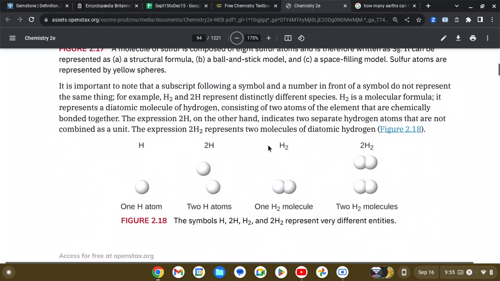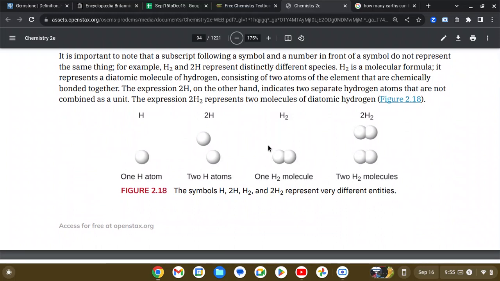It is important to note that a subscript following a symbol and a number in front of a symbol do not represent the same thing. For example, H2 and 2H represent distinctly different species. H2 is a molecular formula. It represents a diatomic molecule of hydrogen consisting of 2 atoms of the element that are chemically bonded together. The expression 2H, on the other hand, indicates 2 separate hydrogen atoms that are not combined as a unit. The expression 2H2 represents 2 molecules of diatomic hydrogen.